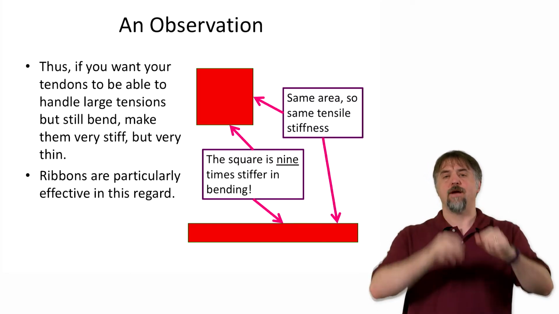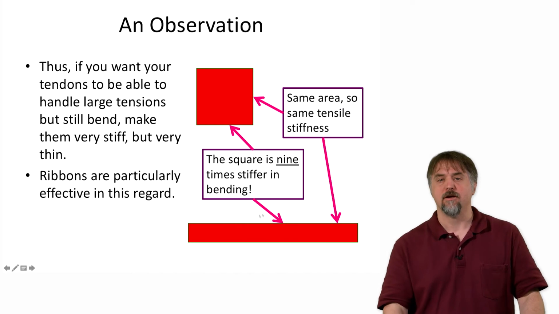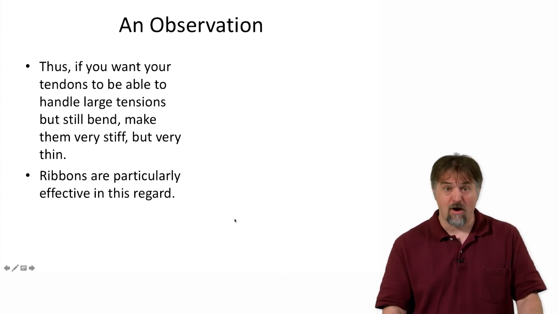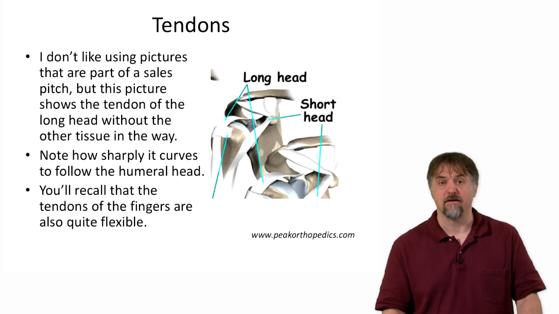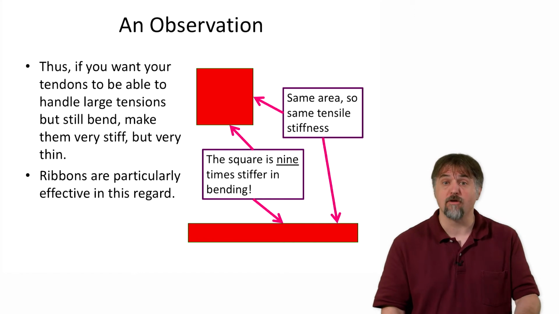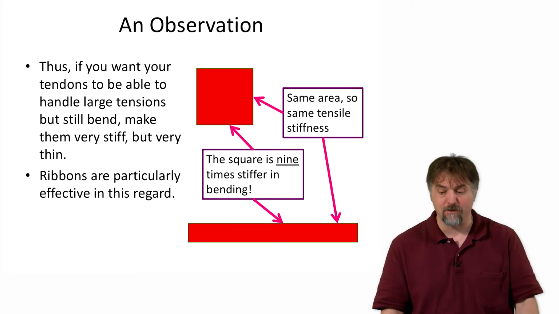So if you make this thing very wide and thin, you get something that's still stiff but easy to bend. And that's why tendons look like that, right? It makes them able to transmit forces along their length very effectively, but still bend around turns.